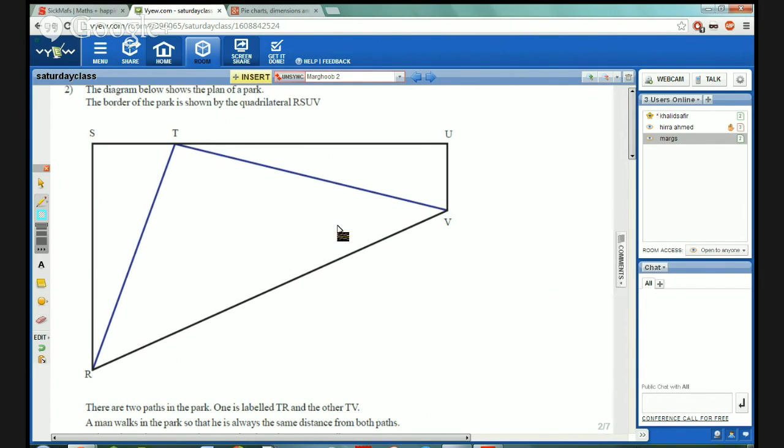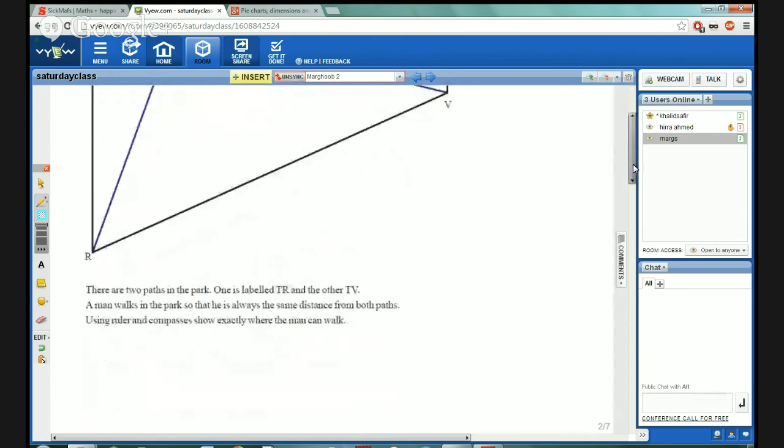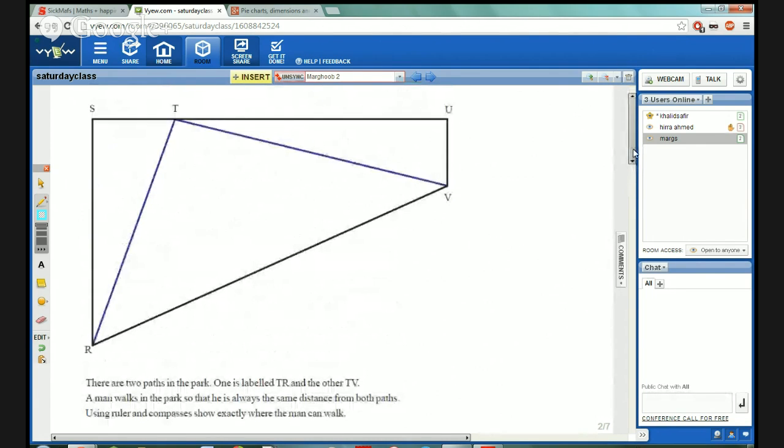I think, yeah, you put the compass on R. Check. Then, label TV. Okay. A man walks in the park, so they're always the same distance from both paths. So the paths are these dark blue lines, just TV and TR. And you have to be the same distance between the two. And then it says some other stuff. Using a ruler and compass, show exactly where the man can walk. Oh, that's easy peasy.